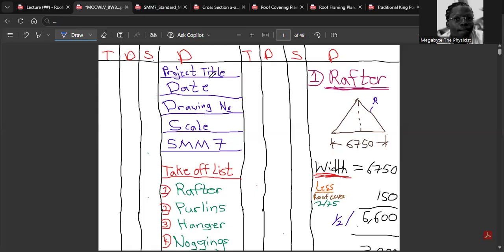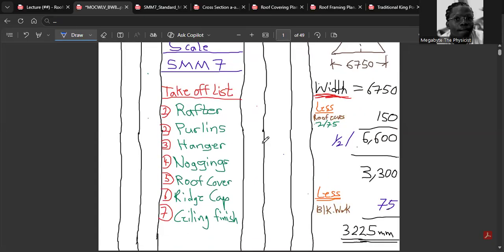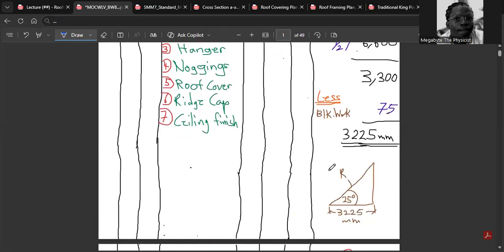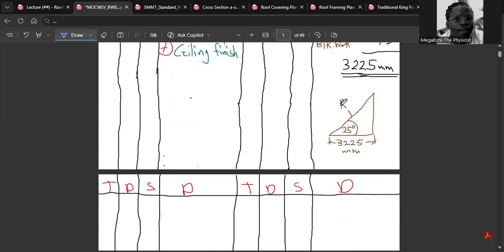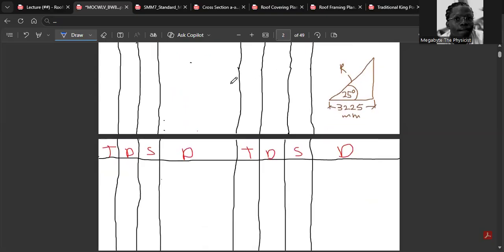All right, welcome to part 3 of the lecture video. So we said that we want to adapt the SOHCAHTOA method in calculation of our rafter. In this case, you can see that this rafter over here is the same as our hypotenuse. Take a note of that. Very good. So what are we going to do from here?